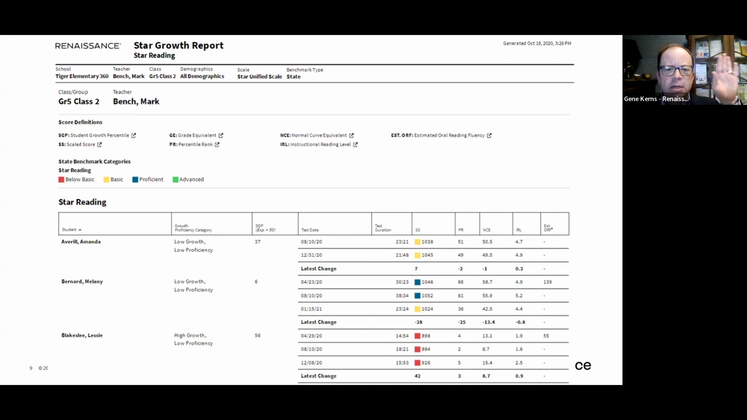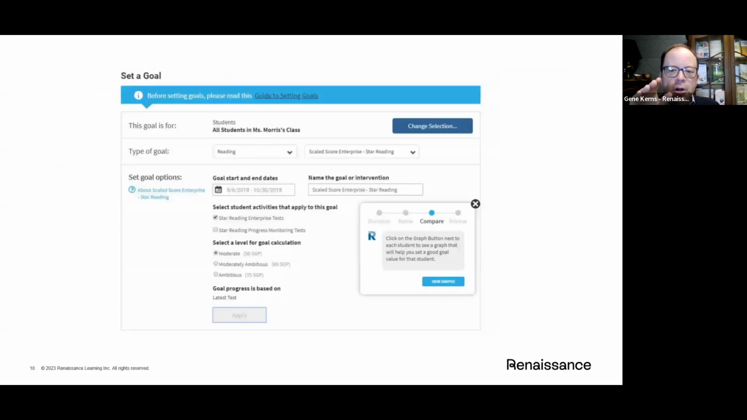So again, three places to see it: the growth proficiency chart, the growth chart, and any time that your teachers are going in and setting goals for kids that you are putting into interventions, you will also see references to it right there. So for example, when it says select a level of goal, do you want a moderate goal, which is a 50 SGP, a moderately ambitious goal at 65, or an ambitious goal at 75? I'll explain to you in just a minute what those numbers mean. That is the way the growth setting or goal setting wizard functions. Those are the three main places that you will see references to student growth percentiles.